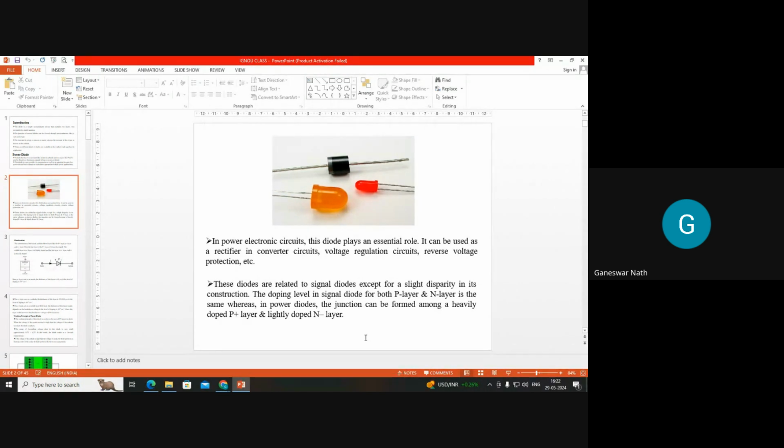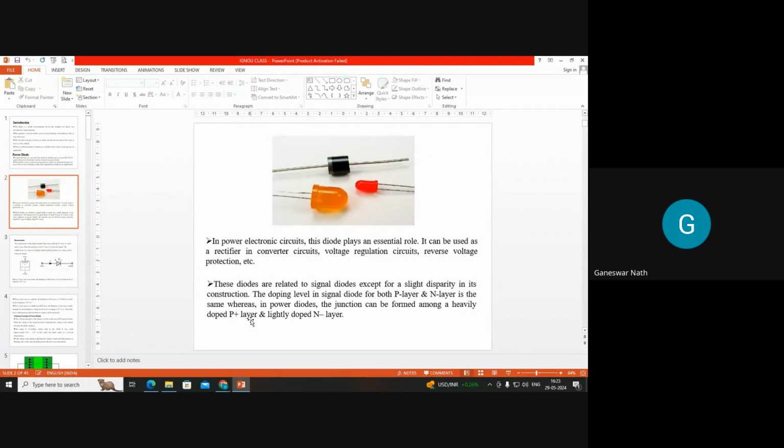These diodes are related to signal diodes, except for a slight disparity in construction, because, as I've already told you, the power diode is somewhat different from the general diode. You can see different types of diodes depending upon their work, efficiency and function. When you come to construction, the doping level in a signal diode for both the p and n layers is the same.